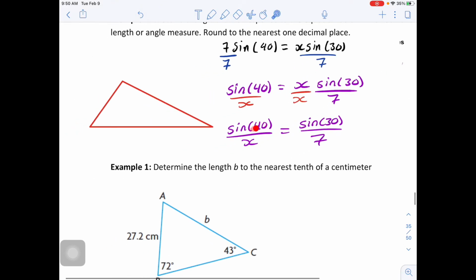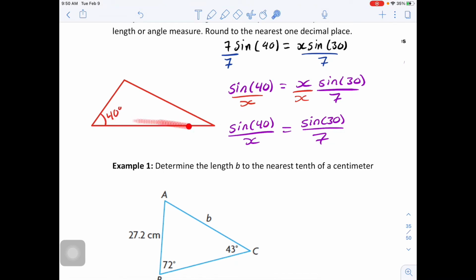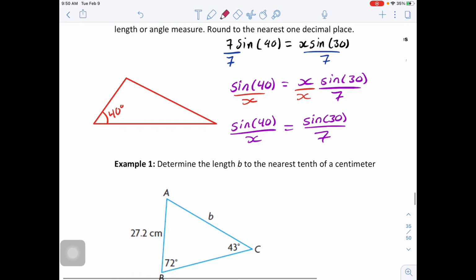Now let's place our angle here. So this is 40 degrees. And the opposing side length of 40 would be x. So this is going to be x up here. Then we can either make this 30 or this 30. It doesn't really matter. Let's make this angle 30 here. Meaning that our opposing side length of 30 would be 7. So that's how our ratios work.